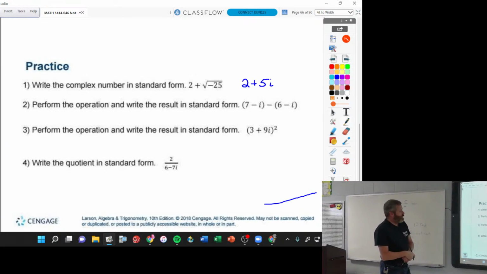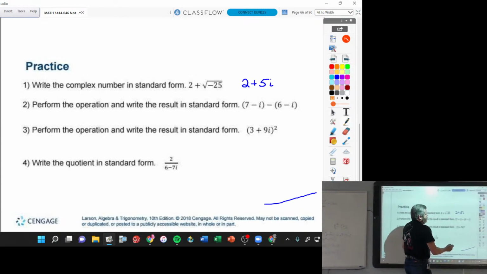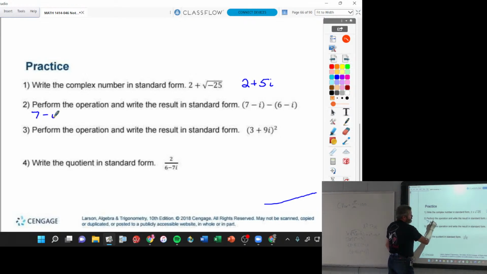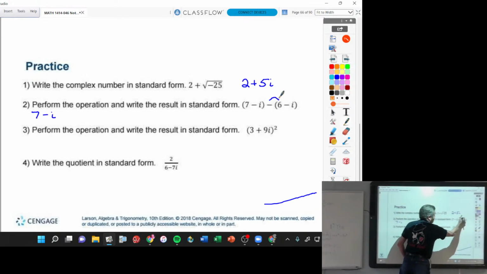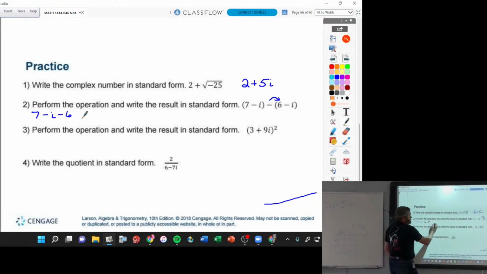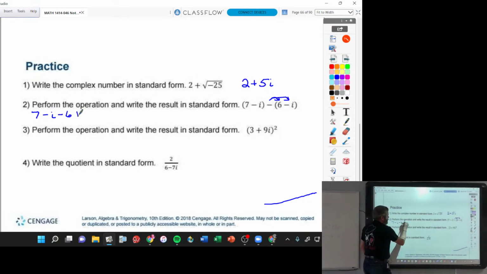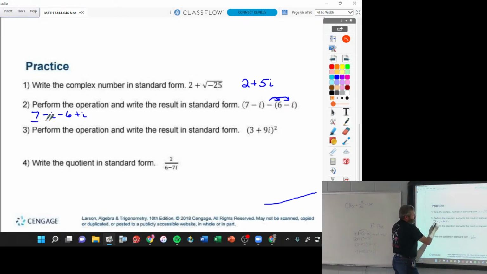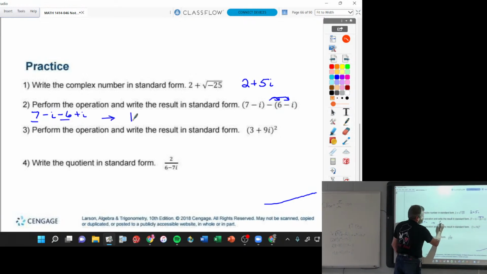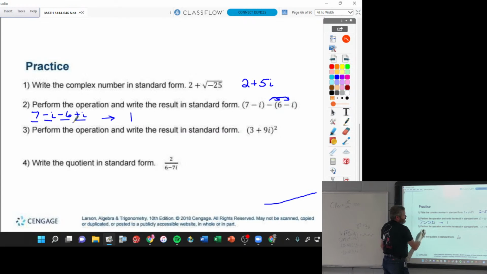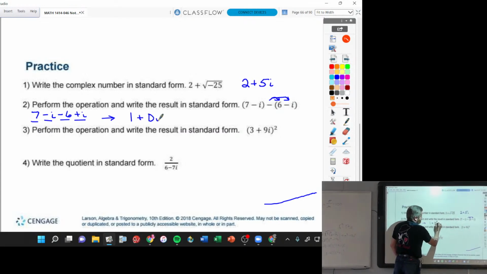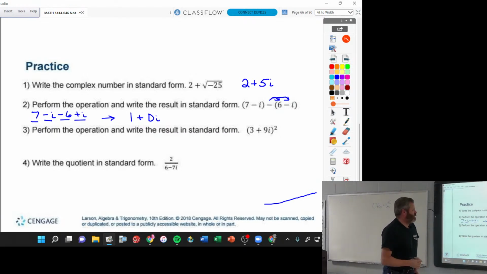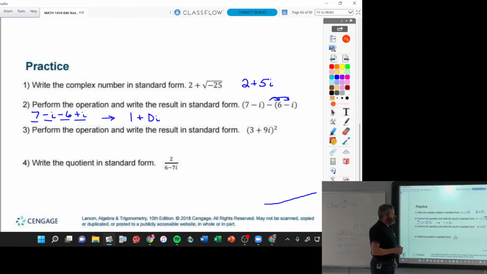Number 2, perform the operation and write the result in standard form. I'm subtracting here. So I'm going to have 7 minus i, distributing the negative sign gives me minus 6 plus i. Combining like terms, I have a 7 minus 6, which is 1. And then negative i plus i would be plus 0i. So that would be in standard form. So you can see that a is 1 and b is 0. The answer to that could also be written as 1.